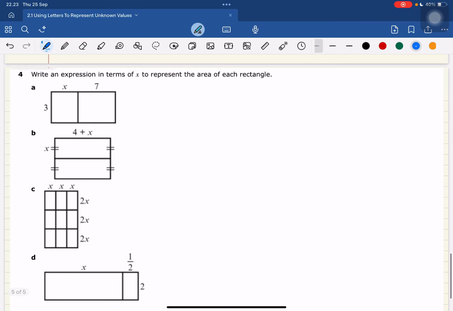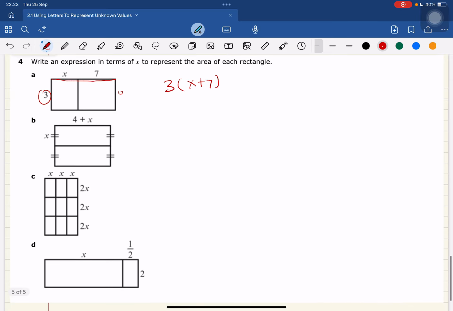Now is number 4. Write an expression in terms of x to represent the area of each rectangle. So this is 3, right? So 3, we multiply it by this length, x plus 7. So 3 times x plus 7. Now is b, or we can expand it here. So it's going to be 3x plus 21. Next is, okay, we got x and also x. So 2x, we can write it. 2x, we multiply it by 4 plus x. This will give us the answer of 8x plus 2x squared.